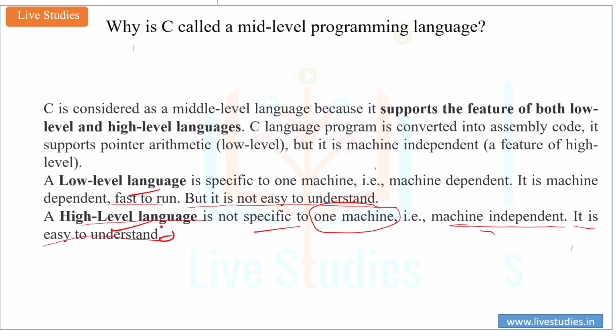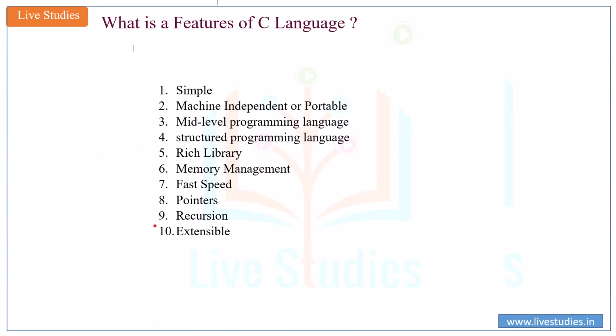Another point is, what are the features of the C programming language? In C programming, there are 10 features: simple, machine independent or portable, middle level programming language, structured programming language, rich library, memory management, fast speed, pointers, recursion and extendable. I will discuss them one by one.